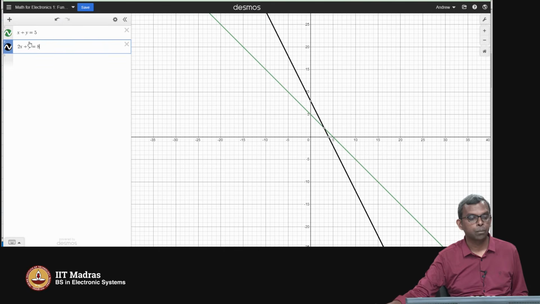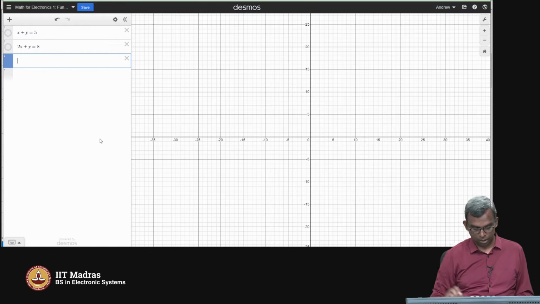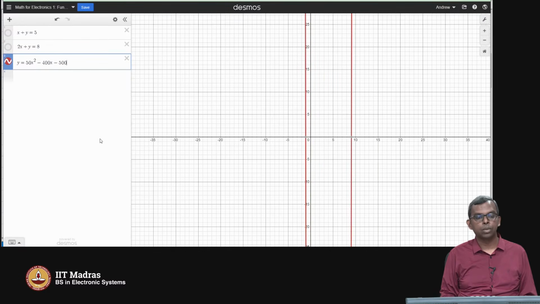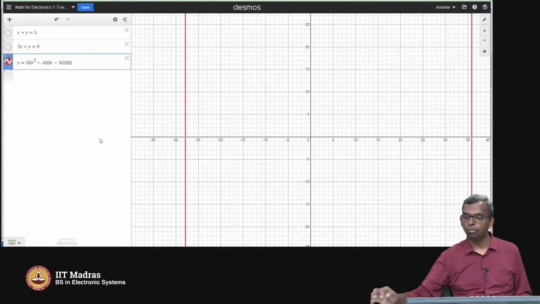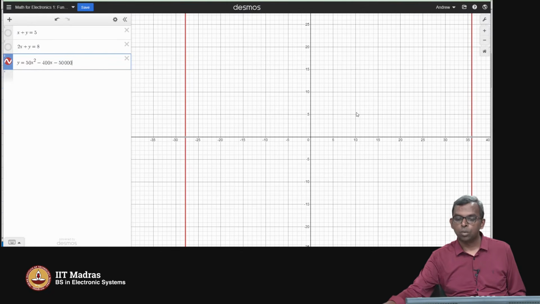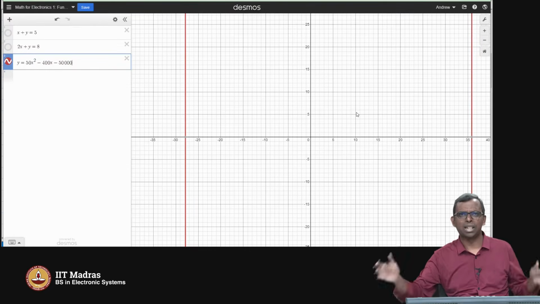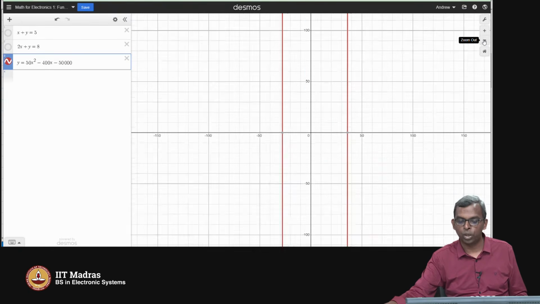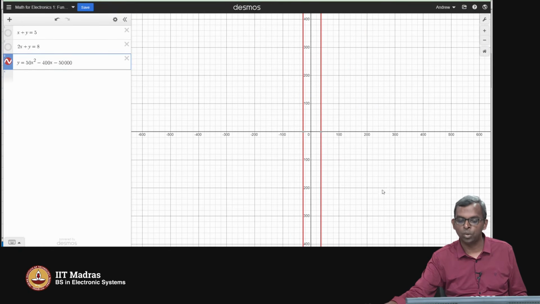Okay, let's go here. Maybe I don't need to plot these two guys. So let's plot this one. Y equals 50x squared minus 400x minus 50,000. Okay. So notice what has happened here. This looks like two parallel straight lines. It's not quite two parallel straight lines. Because of these large numbers, these graphs are sort of going out of whack, right? The scaling is going out of whack.